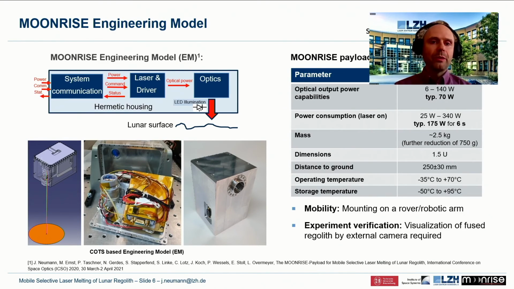instrument. So we built this Moonrise engineering model. It consists of a laser and a driver and some optics for beam forming, which directs the laser beam towards the ground. There is an LED for illumination of the target site and some system communication. On the lower left, you can see the engineering model in one picture opened, and in the other picture with a hermetically sealed housing. This is to prevent it from contamination.